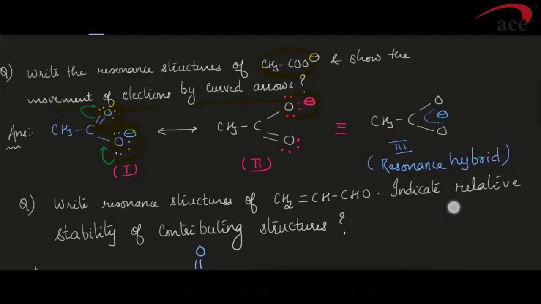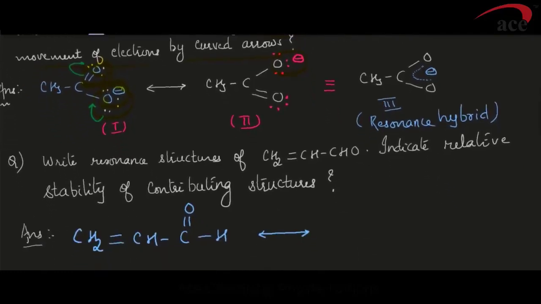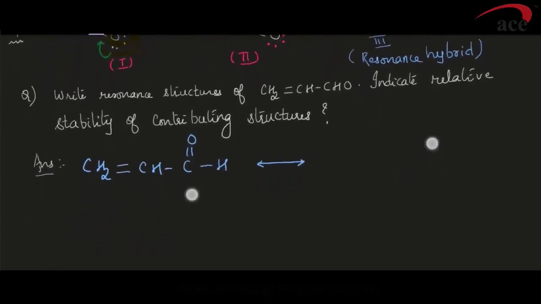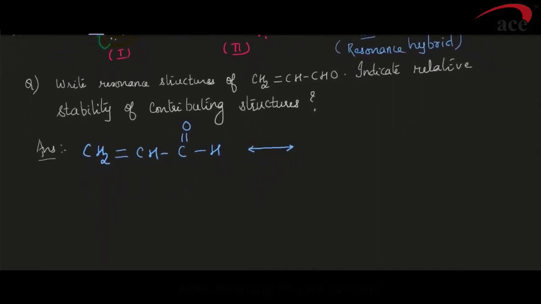The second question is: write the resonance structures of CH2 double bond CH-CHO and indicate the relative stability of the contributing structures. CH2=CH-CHO, IUPAC name: there are 3 carbon atoms, so the root word has to be prop. Ene. Aldehyde is the principal functional group, so al. Numbering 1, 2 and 3, the double bond is between 2 and 3. So prop-2-en-al.